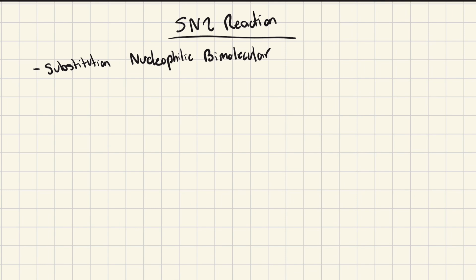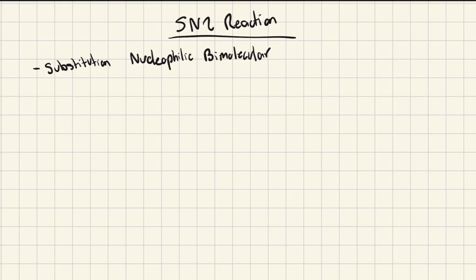In this video, we're going to be covering the SN2 mechanism in organic chemistry. So SN2 stands for substitution nucleophilic bimolecular. Substitution means that we're going to replace one substituent with another. Nucleophilic means that we're going to have an attack by a nucleophile, which is a substance that is electron rich. And bimolecular means we need both our nucleophile and our substrate in order to do an SN2 reaction.